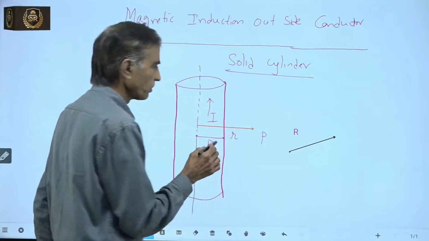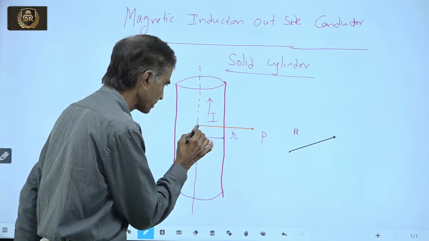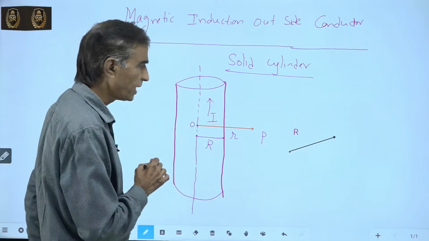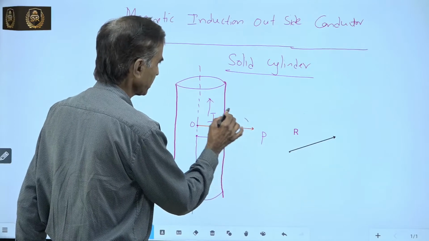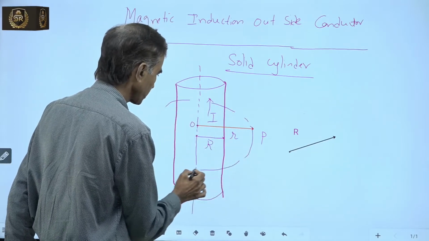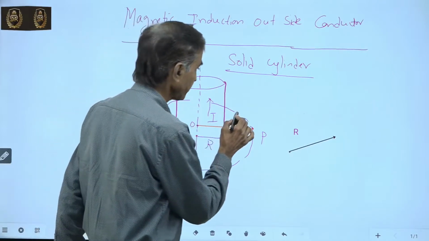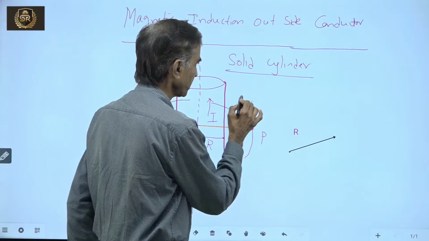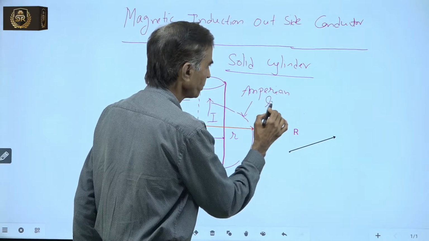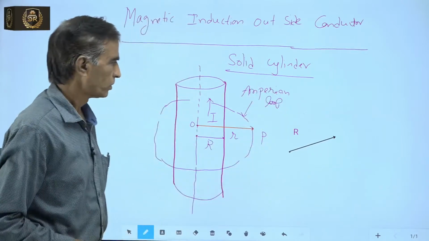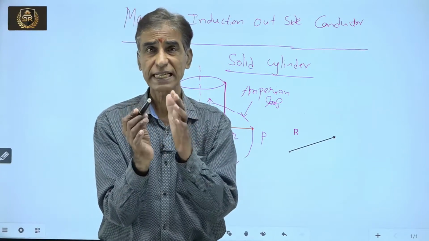Now what will I do? By taking r as radius and the point on the axis, suppose point O, as center, we are going to draw a circle. So this is our Amperean loop. What is this Amperean loop? A circle of radius r.